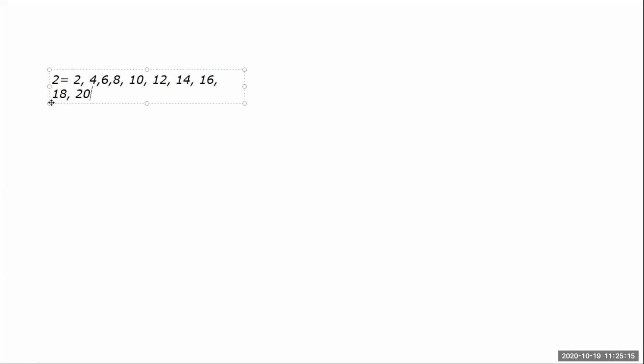Okay. Now let's take an example, let's take the multiples of 3. So 3 ones are 3, then 6, then 9, then 12, 15. Okay, here our 3 table is completed.